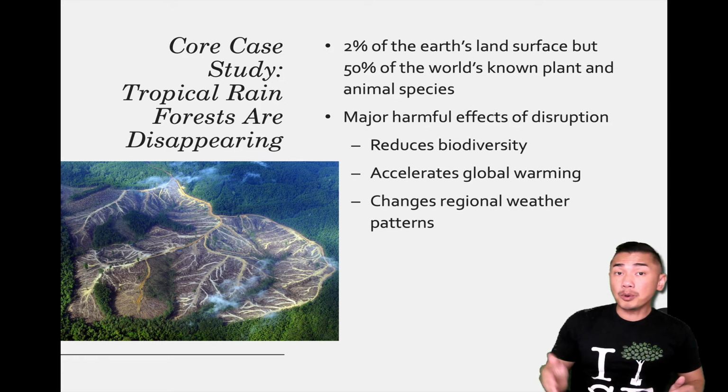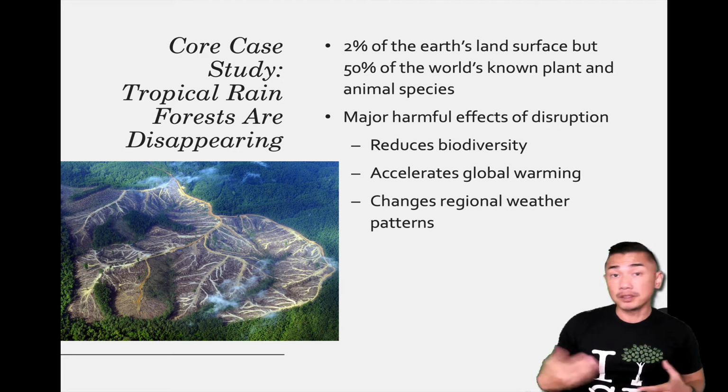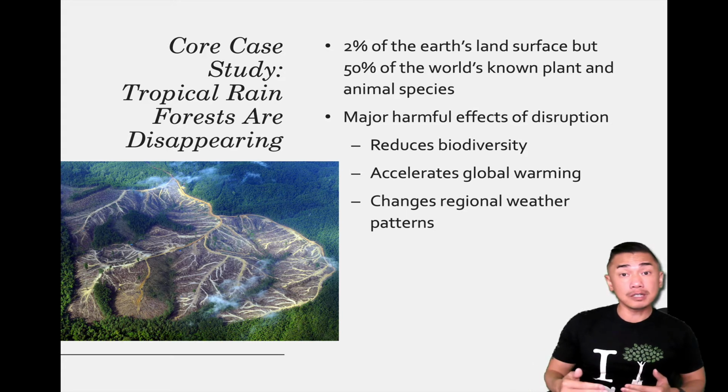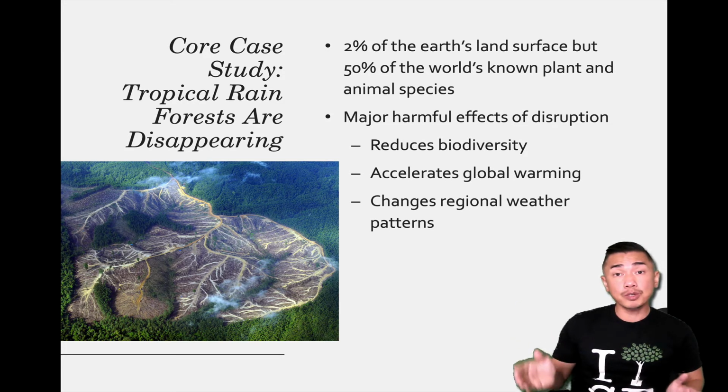The loss of tropical rainforests has been in the news because of fires in the Amazon. These fires were started to create room to raise cattle and produce beef, but this has devastating effects. We lose biodiversity. We also accelerate global warming when the missing trees can no longer pull carbon dioxide from the air. And it also changes regional weather patterns because forests are very important places to store water and moisture.